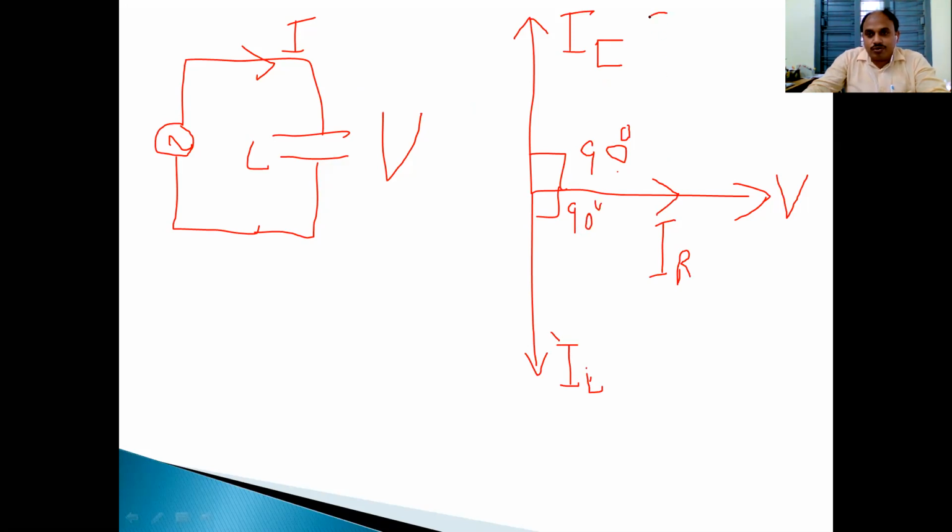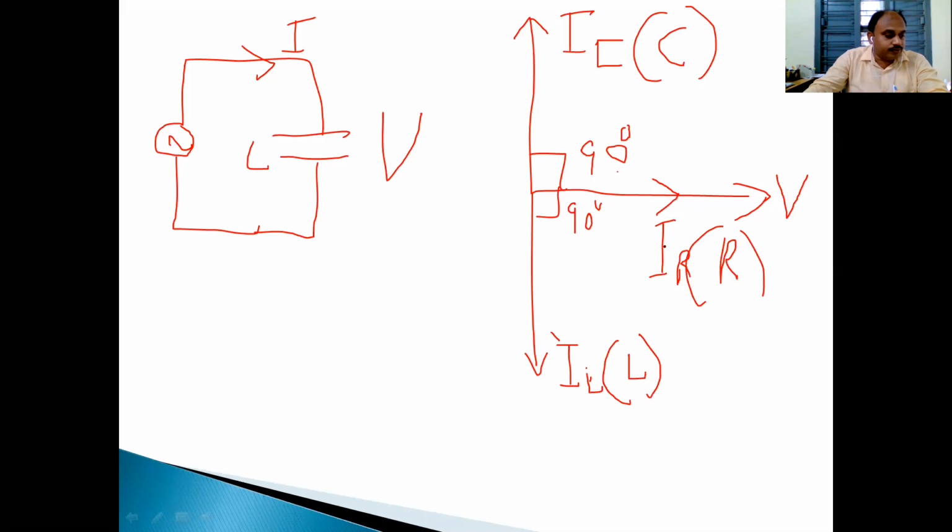So this is for capacitor load, this is for resistor load, and this is for inductive load. Voltage and current both are in phase for resistor load. For capacitor load, current leads the voltage by 90 degrees. For inductive load, current lags the voltage by 90 degrees.